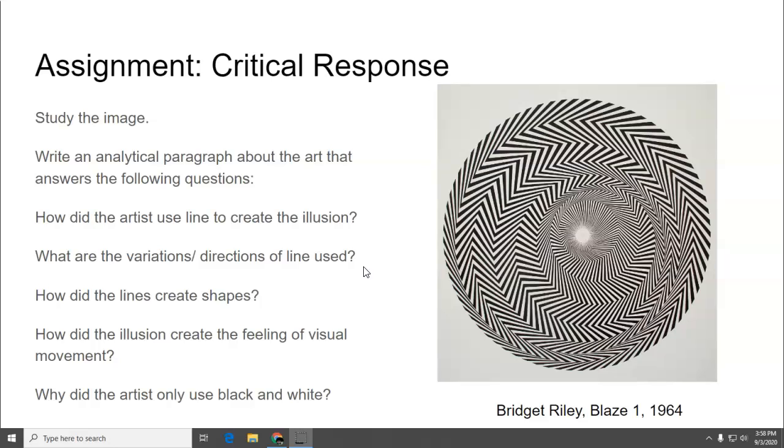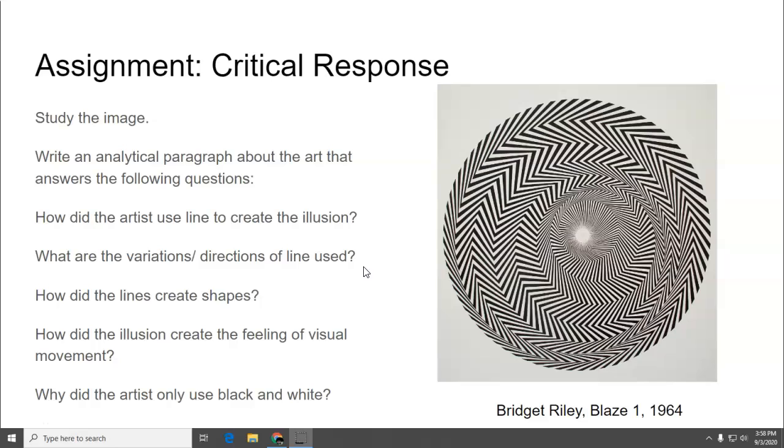Your assignment, your written assignment for this week, is to look at the image that's right there, Bridget Riley, Blaze number 1. You're going to write an analytical paragraph about the art that answers the following questions. Include the answers in your paragraph, okay? Just one paragraph, but in that paragraph, answer at least these things.